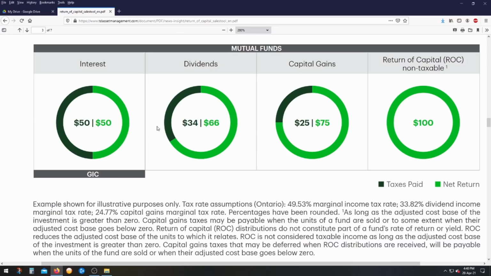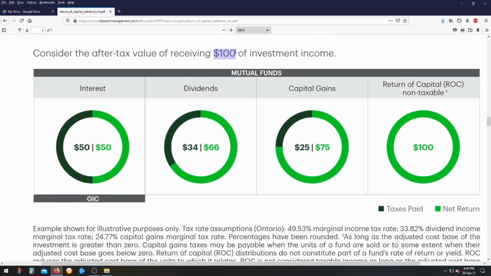As you can see here, this is with $100 of investment income. If you get $100, how much money do you get to keep and how much do you lose because of taxes? The green amount is what you get to keep and the black amount is what you lose in taxes. The worst form of income that investments could give you is interest income. Like you could see here, you lose about half your money in taxes. So you get taxed, half of it is gone. Salary income would fall under here too.